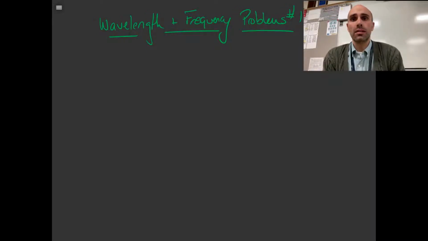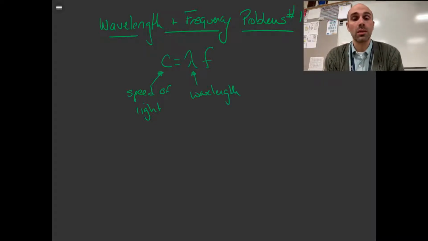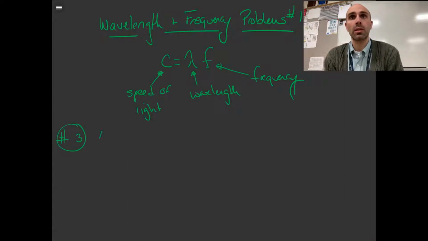Now, looking at this, I picked out probably 2 to 3 problems that I think are a pretty good example of what the math needs to be for this type of equation. Remember, the equation is C equals lambda times frequency, where C is the speed of light. That is always going to be a constant. Lambda is your wavelength, and F is your frequency. Always remember, too, that C, the speed of light, is always 3.0 times 10 to the 8th meters per second. So let's go ahead and take a look at number 3.